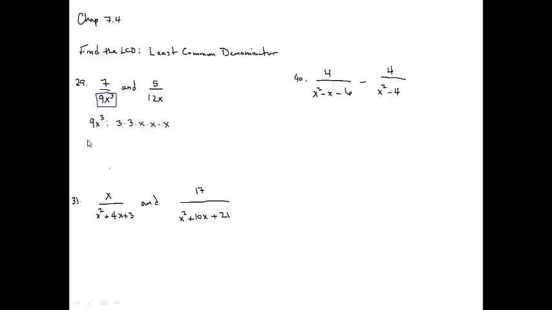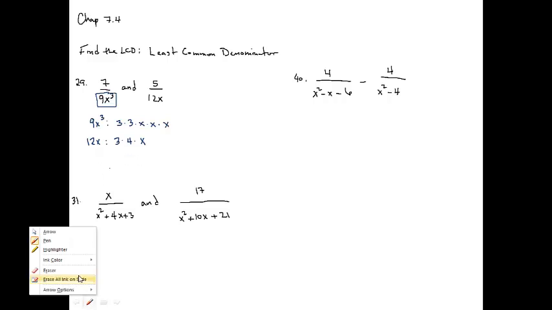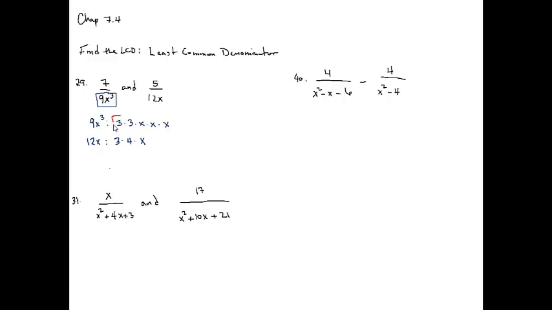Good. And then you're going to break down the second denominator. So 12x, how do you break it down? It's 3 times 4 times x. Good. Now the goal here is to find all of the repeats. So what I'm going to do, I'm going to use a different color and circle the ones that they have the same. So they share the 3, right? And they share an x.